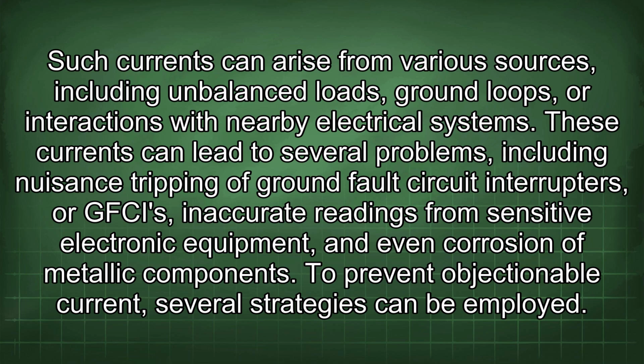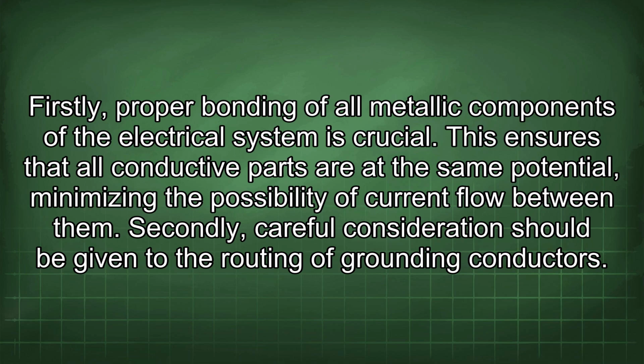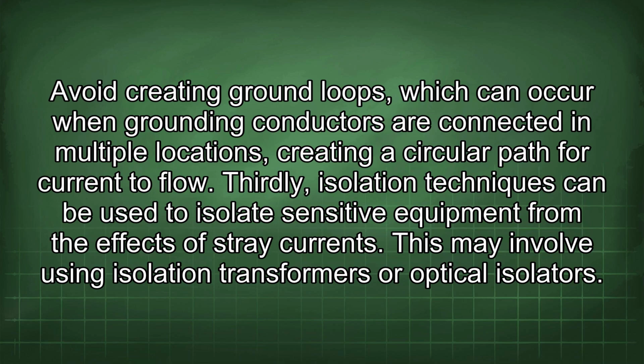To prevent objectionable current, several strategies can be employed. Firstly, proper bonding of all metallic components of the electrical system is crucial. This ensures that all conductive parts are at the same potential, minimizing the possibility of current flow between them. Secondly, careful consideration should be given to the routing of grounding conductors. Avoid creating ground loops, which can occur when grounding conductors are connected in multiple locations, creating a circular path for current to flow. Thirdly, isolation techniques can be used to isolate sensitive equipment from the effects of stray currents. This may involve using isolation transformers or optical isolators.